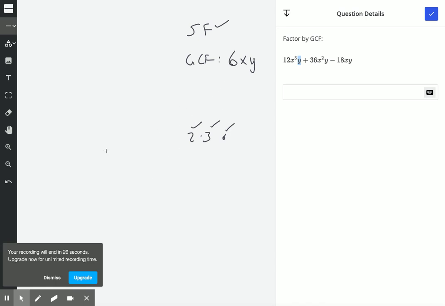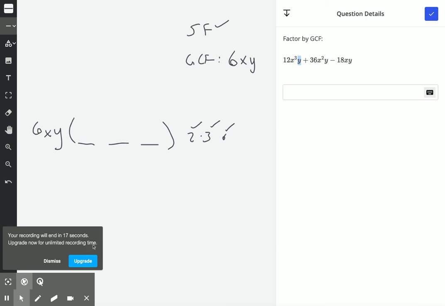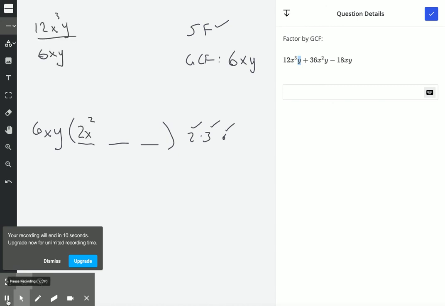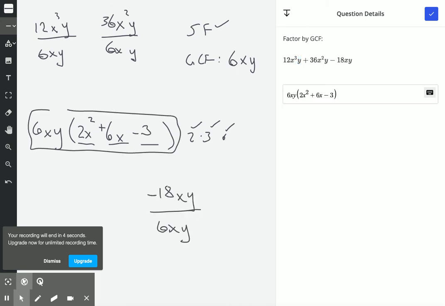So now I'm going to set up my answer, 6xy, blank, blank, blank, and I'm going to do some division. I'm going to pause because I'm running out of time, but I'm going to divide each thing by 6xy and get my answer. For the first term, I get 2x squared. Then I get 6x, and below, minus 3, and I get my answer. GCF, then polynomial.